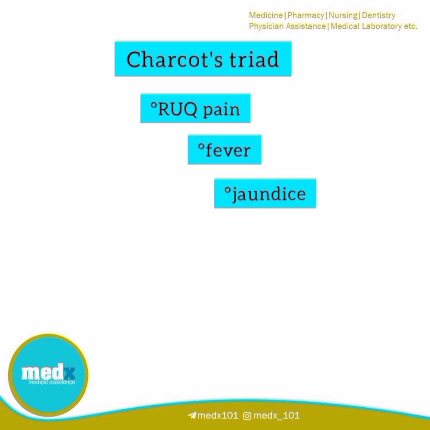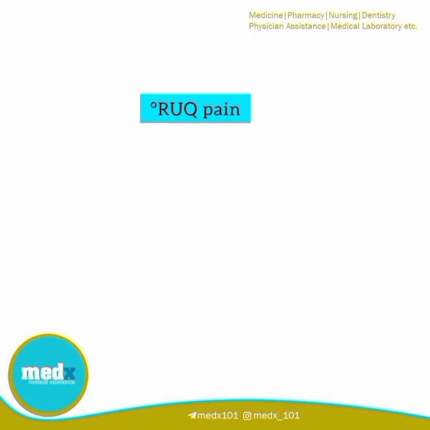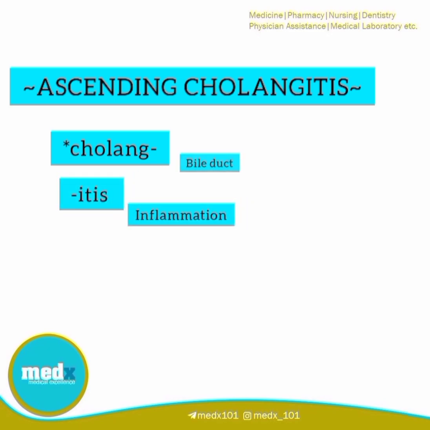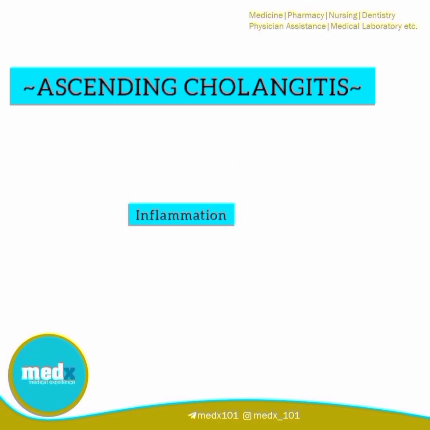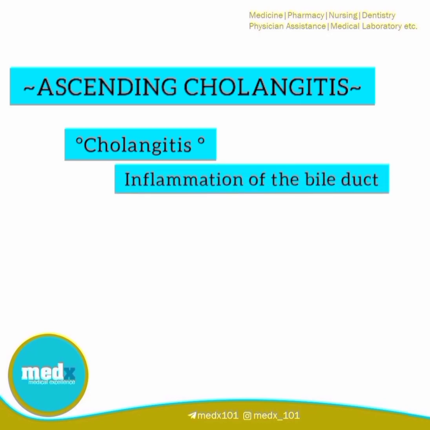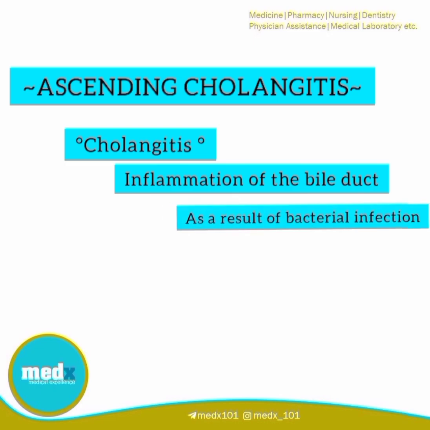And if you want to know more about this, then continue watching this video. So let's begin. Ascending cholangitis. Cholange means bile duct and the suffix itis means inflammation. So the basic definition you can give for cholangitis is inflammation of the bile duct. And this inflammation is as a result of bacterial infection.